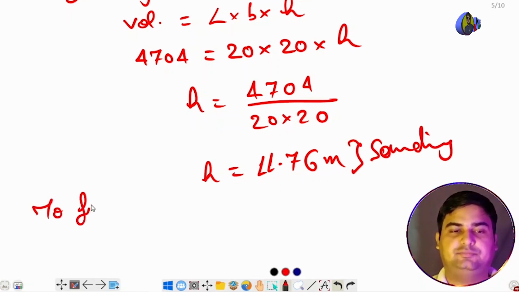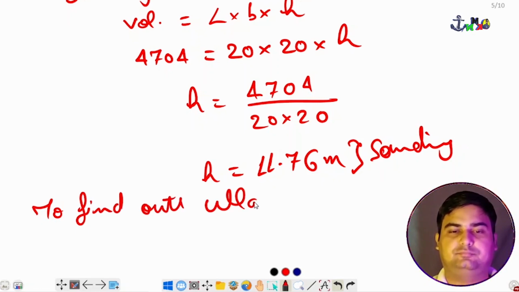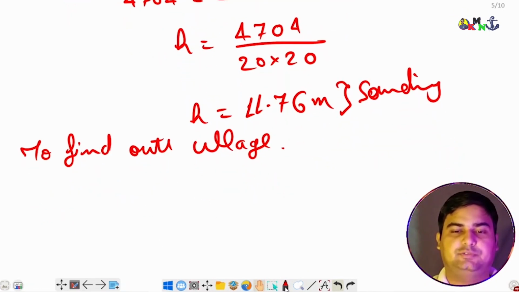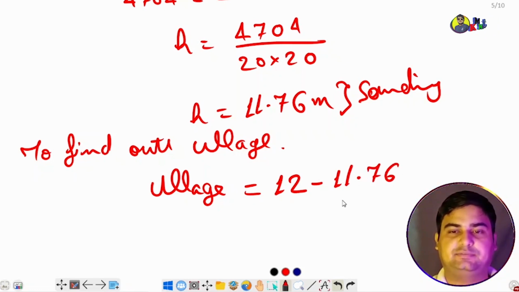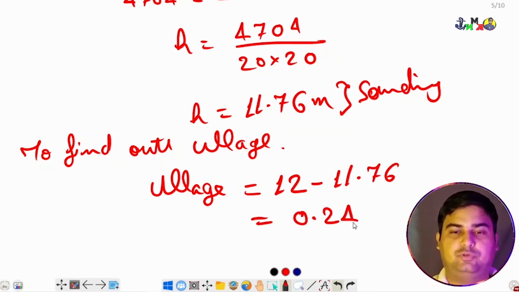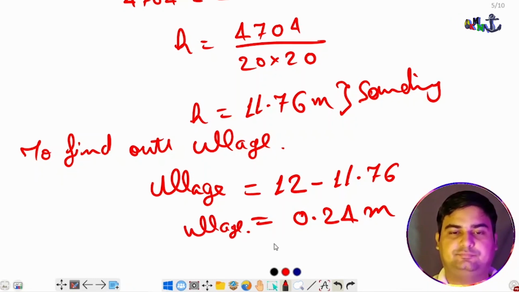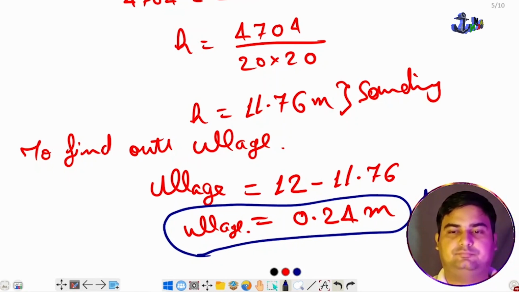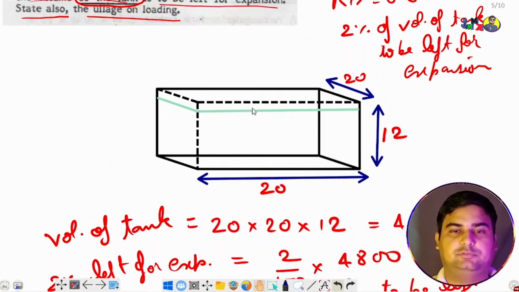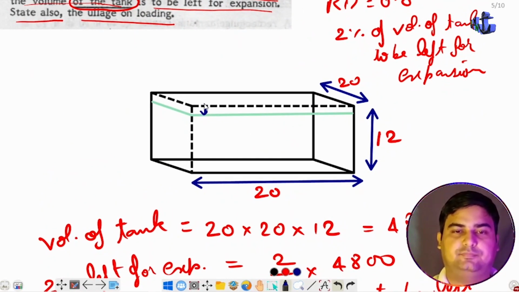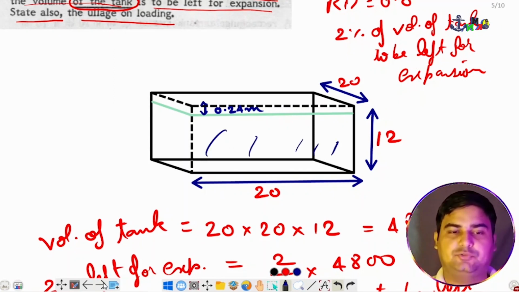To find out ullage, we need to subtract the sounding from the total height. That will be 12, the total height, minus 11.76, which will give you 0.24 meters. So this is the ullage. The ullage we have calculated is 0.24 meters. Okay, so we'll move forward to the next question now.